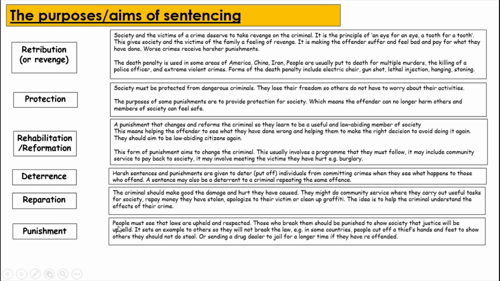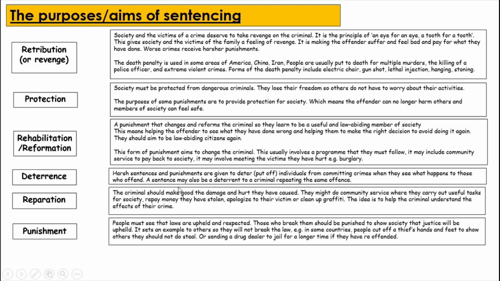This is where people must see that laws are upheld and respected. Those who break them should be punished to show society that justice will be upheld. It sets an example to others so they will not break the law. E.g. in some countries people cut off a thief's hands and feet to show others they should not steal, or sending a drug dealer to jail for a long time if they have reoffended.